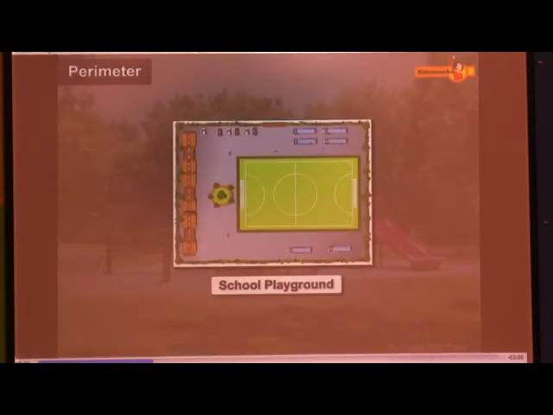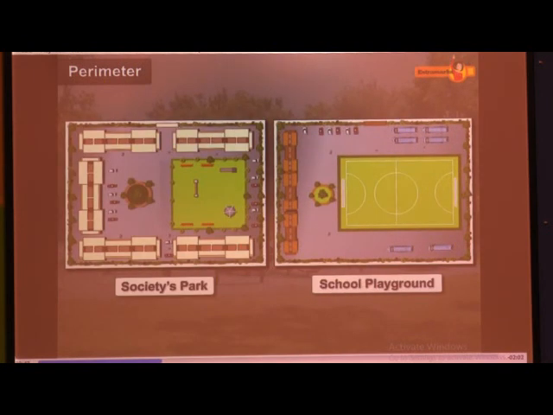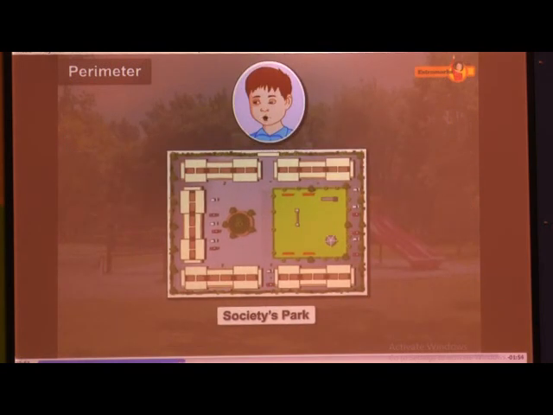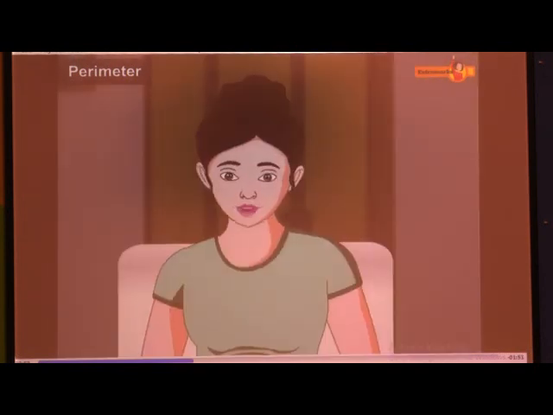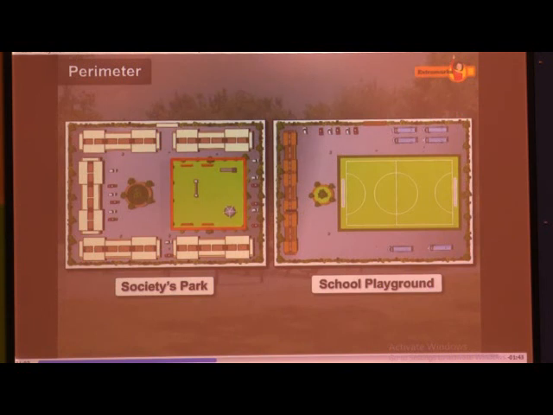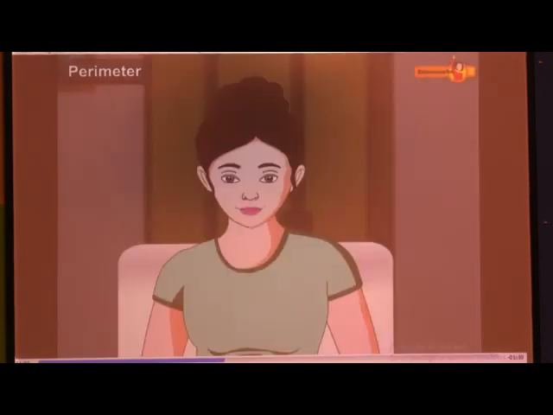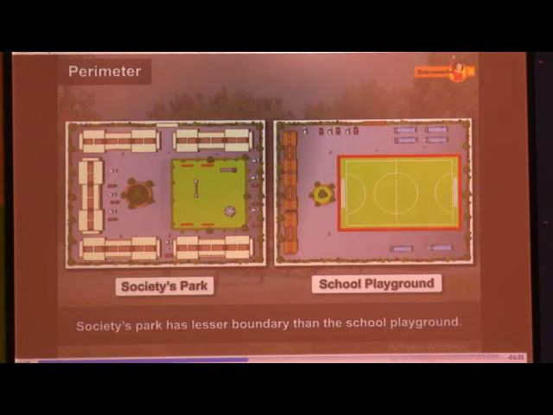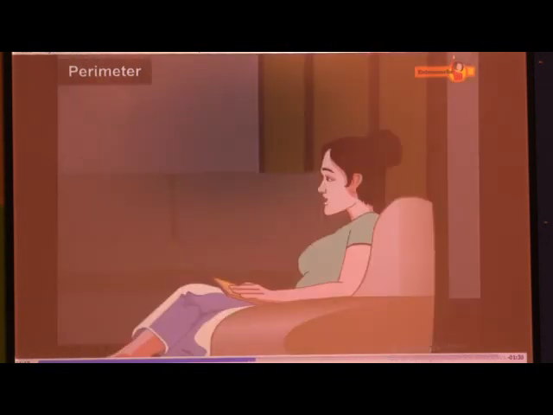Suppose if you would have to run around your school playground or our society's park, which one out of these two will you choose to run around? I would choose our society's park for sure. Oh, why have you chosen our society's park, not your school playground? Very simple. I have to run less in our society's park. But how can you say this? This is because society's park has lesser boundary than the school playground. Absolutely right, my son. That is what we call perimeter.